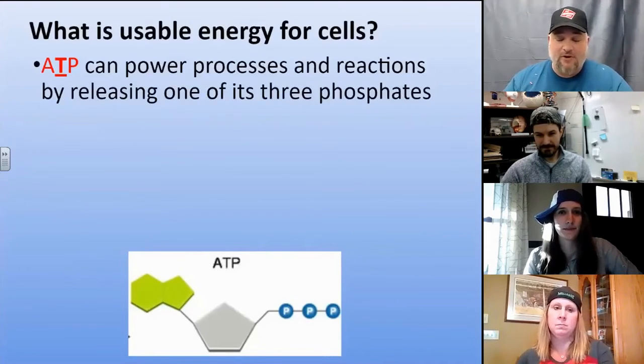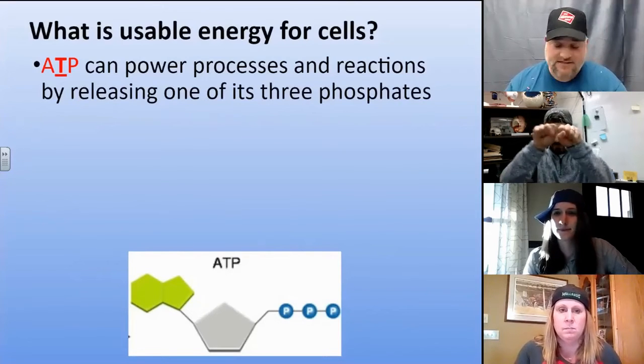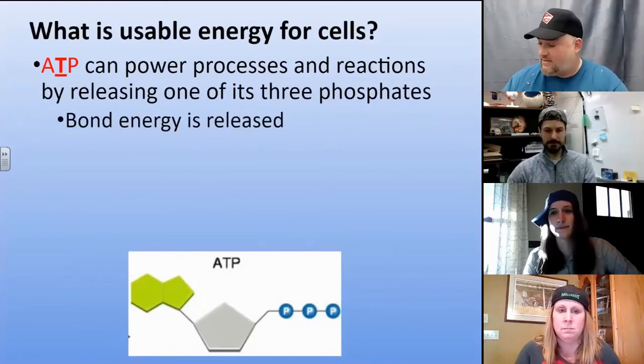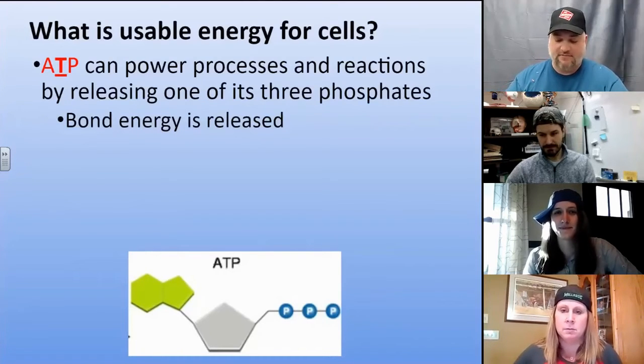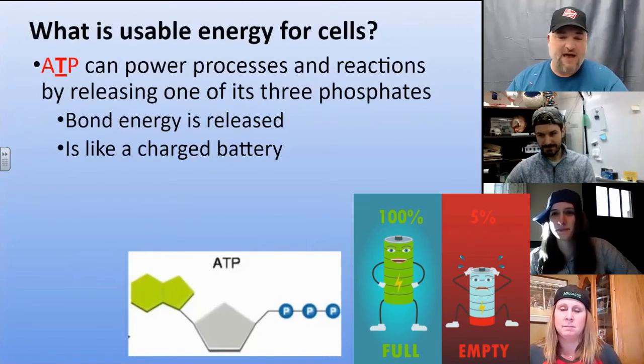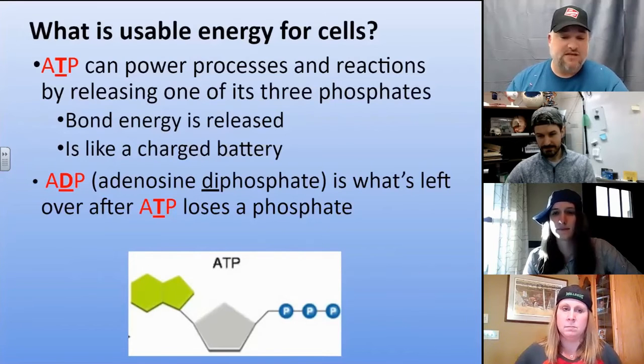So ATP can power processes and reactions by releasing one of its 3 phosphates. So when you break that bond, that energy gets released. Okay, so I'll do that here. It's kind of like a charged battery. You use it, the energy gets released, and it gets turned into ADP. Adenosine diphosphate, which is what's left over when you got ATP.